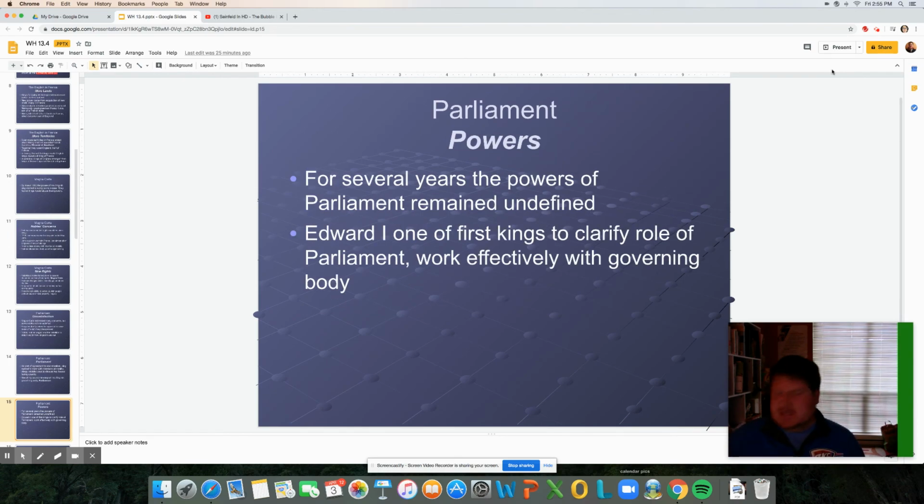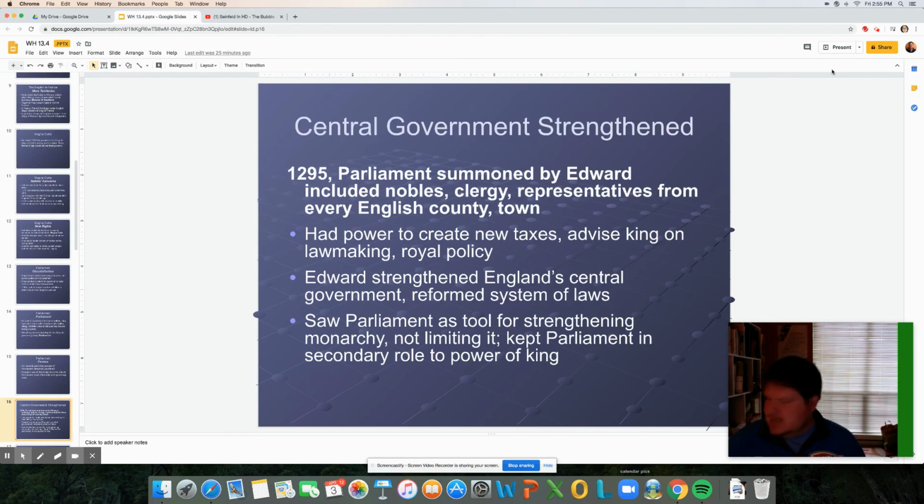So the Parliament had some powers, had the right to do a lot of different things. Edward I was one of the first kings to clarify the role of Parliament and worked effectively with the governing body that still makes a lot of the laws in that country today. We do see that in 1295 the Parliament was summoned by Edward, including nobles, clergy, and representatives from the English county and town. They had the power to create new taxes, and advise the king on lawmaking and royal policy.